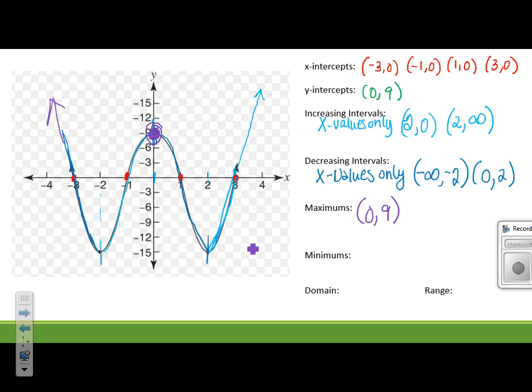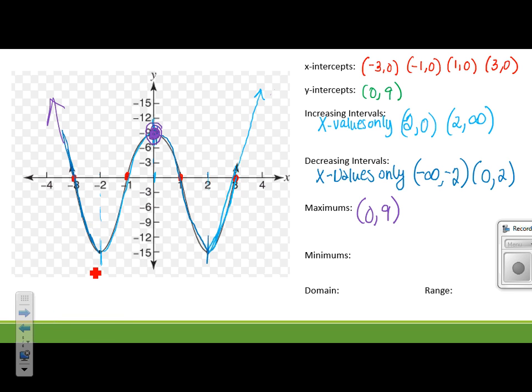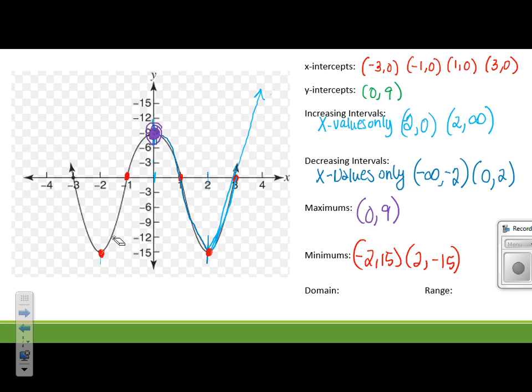All right, and then a minimum. Remember, the minimum is the relative minimum. It might not be the absolute minimum, but it's the relative. This is the absolute minimum because, see, it doesn't go down any further. So these would be called absolute minimums. And those values are (-2, -15) and (2, -15). And then domain and range would be, go ahead and erase all this.